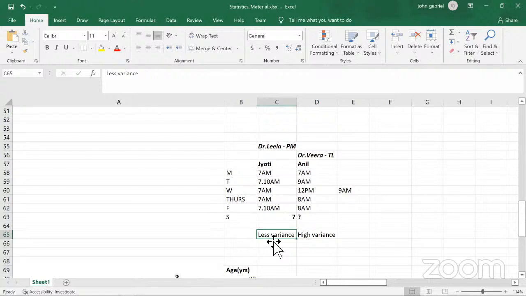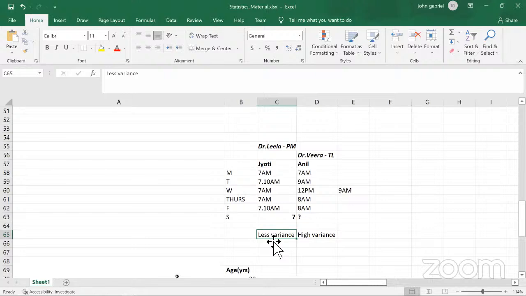Let me come up with an example. Now, Monday, Tuesday, Wednesday, Thursday, Friday. After Friday, what day is it? It is Saturday, right? So we know that. Is there any variance there? To make a prediction, is there any variance? Zero variance. Everybody knows that.